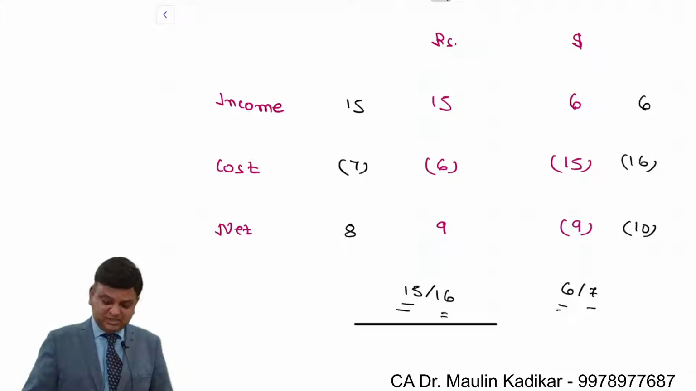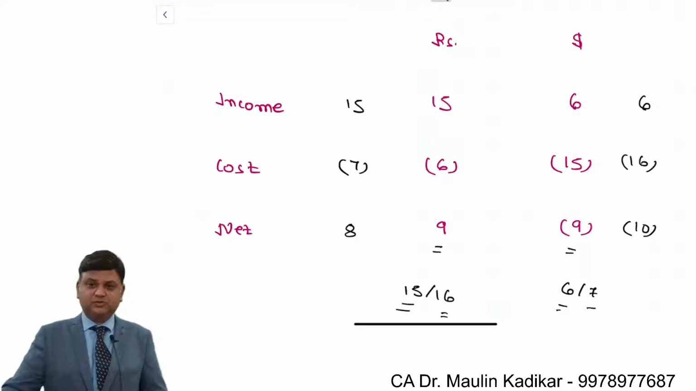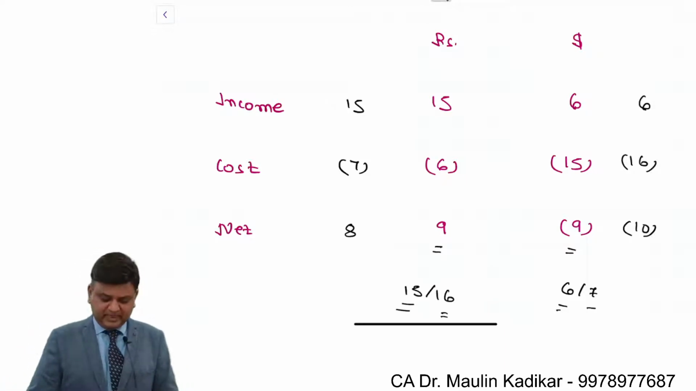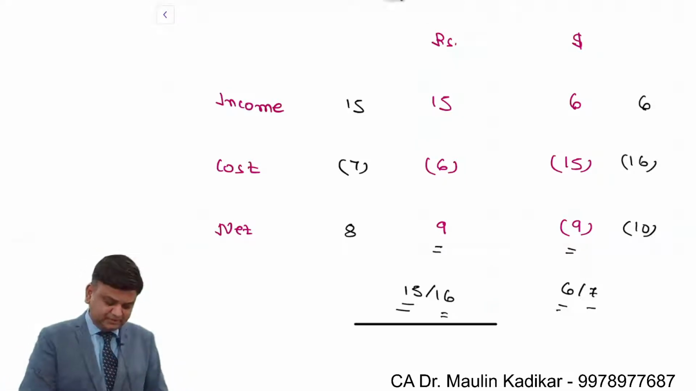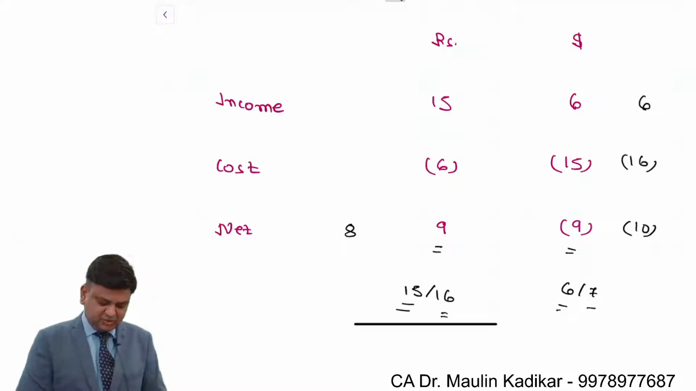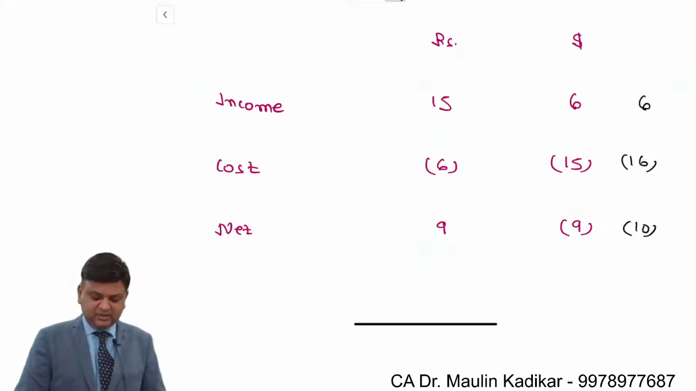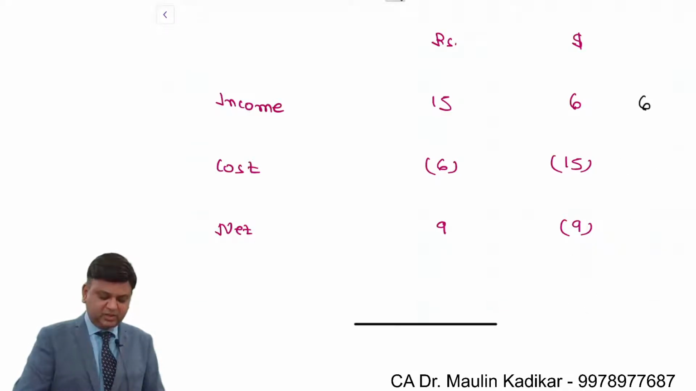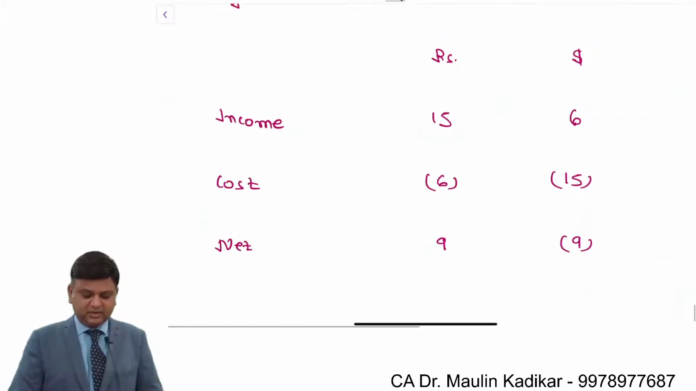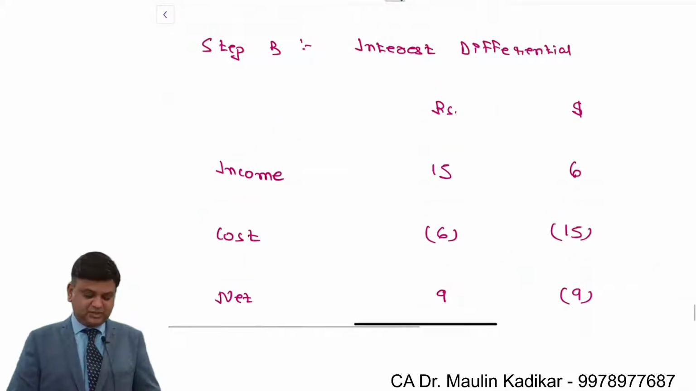So it is not necessary every time that these two will be the same. This can be different also. However, right now it is very simple. It is 9% for each. So remember that when two rates of interest are given to us, then the lower is the rate of interest for investment and the higher is the rate of interest for borrowing. This is the way we have the interest differential.